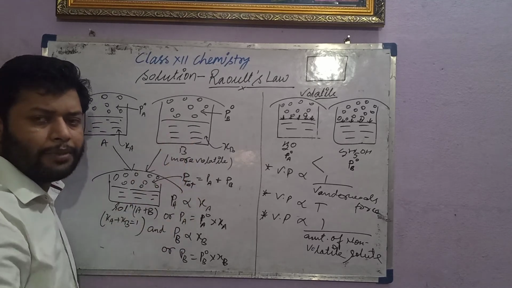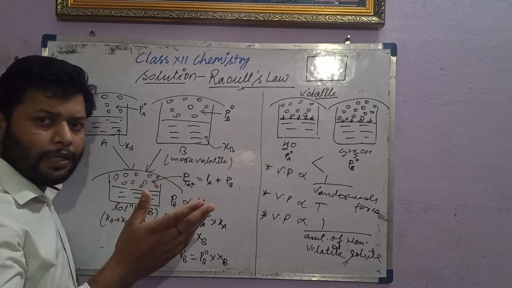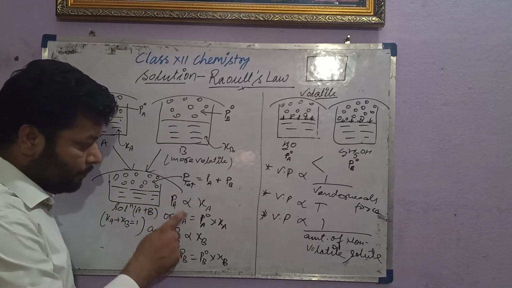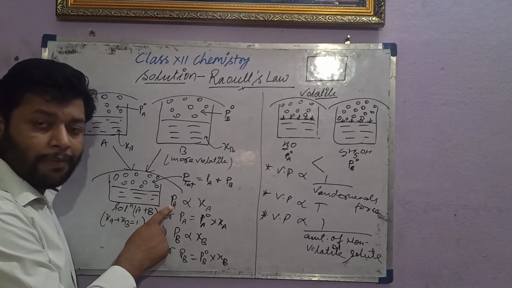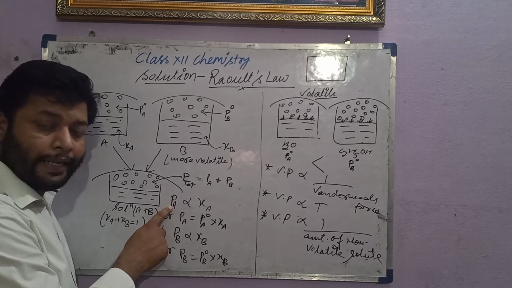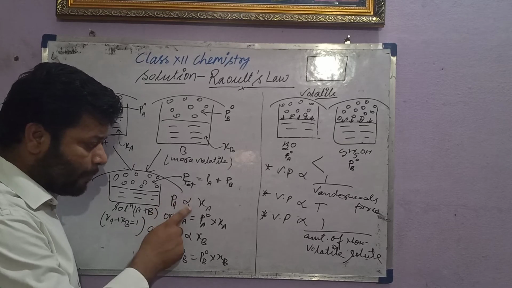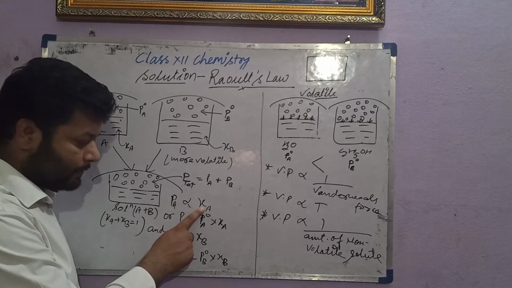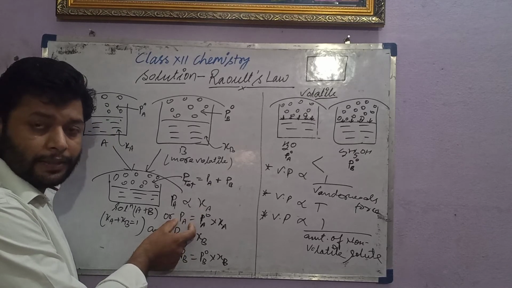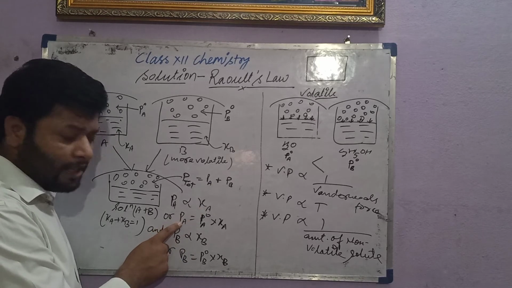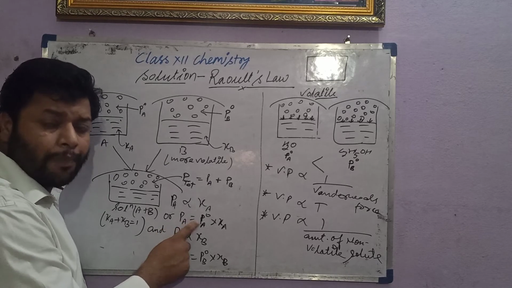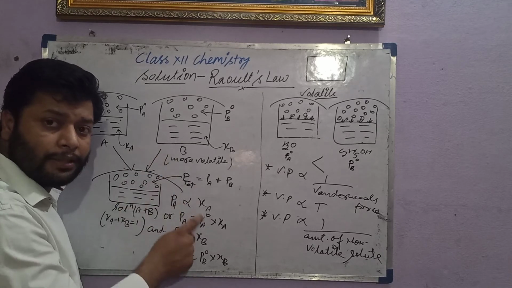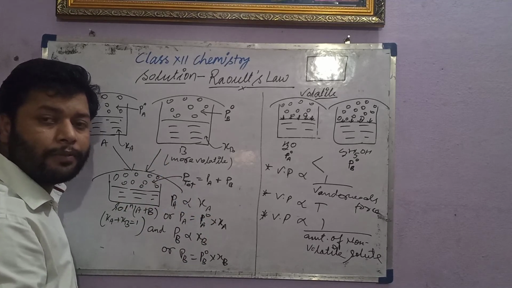There are two different types of terms. I will explain the vapor again, but for now just learn this. According to Raoult's law, the partial pressure of any component is directly proportional to the mole fraction of the same component in the liquid phase. Or we can write that the partial pressure of any component is the product of the vapor pressure of the same component in the pure condition and the mole fraction of the same component.